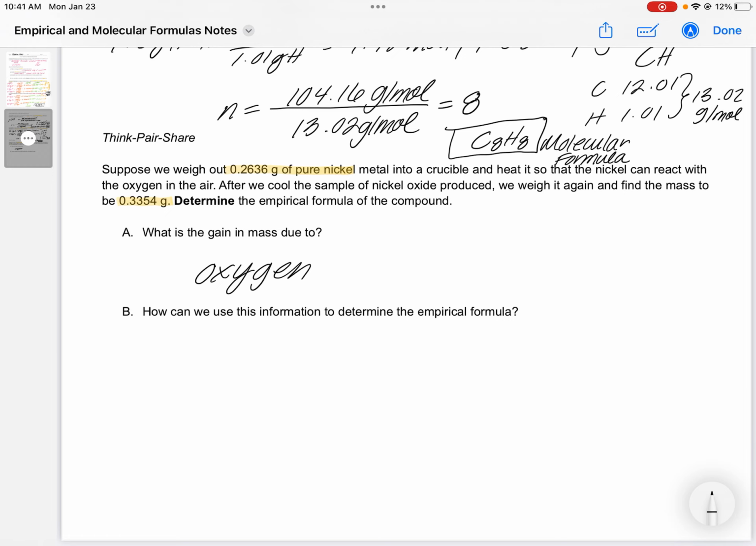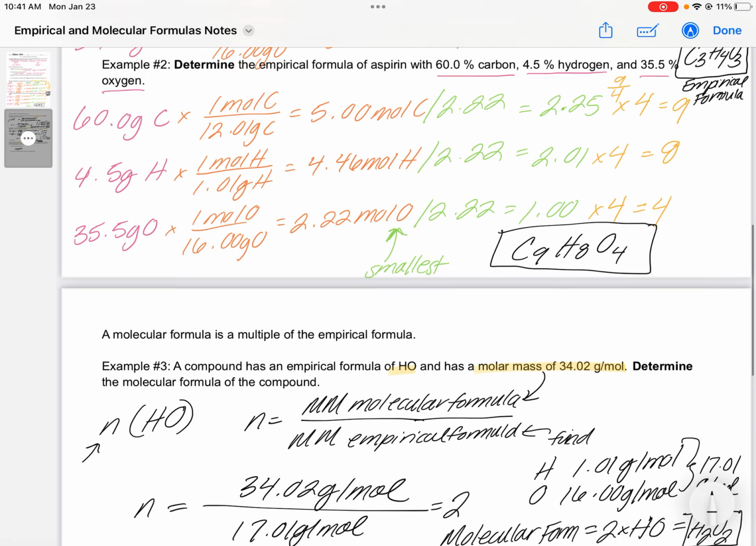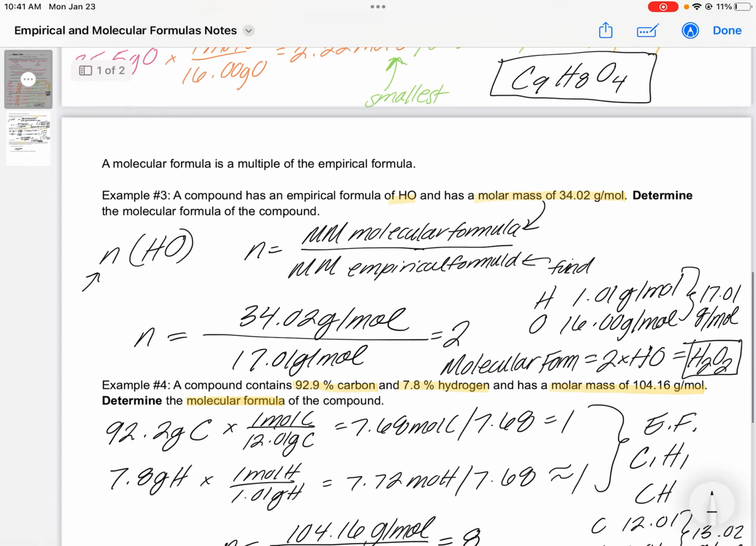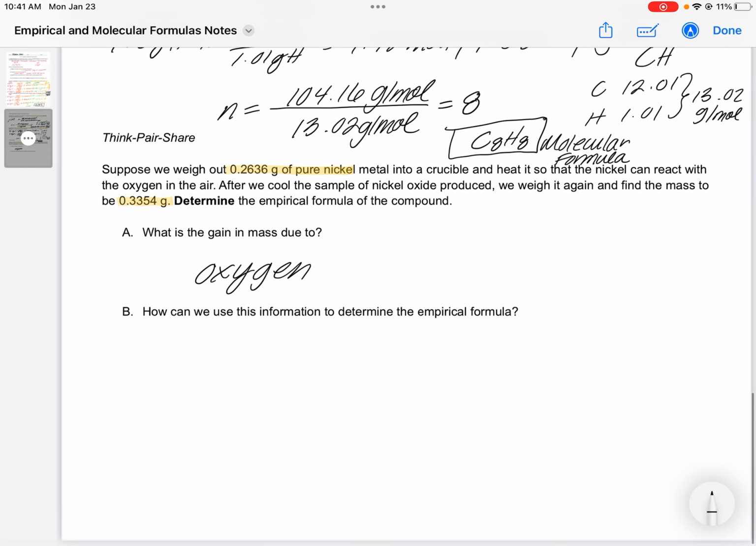The last question is, how can we use this information to figure out our empirical formula? So we're not trying to do molecular, we're just trying to figure out the ratio of atoms. So just like questions 1 and 2 here. I'm going to pause and maybe work with this with somebody else around you, and I will go over the answer in a second.